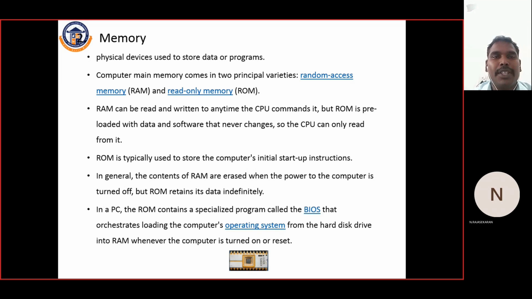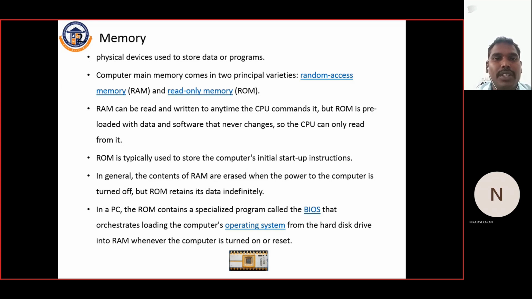Then the second one is memory. Memory is the physical device used to store data or programs. Computer main memory comes in two principal varieties: one is random access memory, another one is read-only memory. Random access memory can be read and written at any time the CPU commands, but the ROM is preloaded with the data and the software that never changes. So the CPU can only read from it.